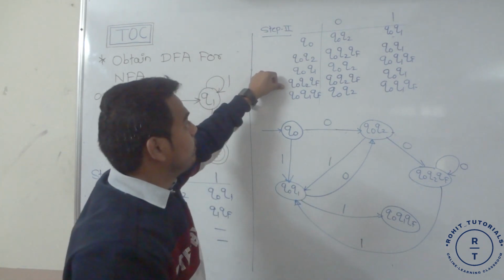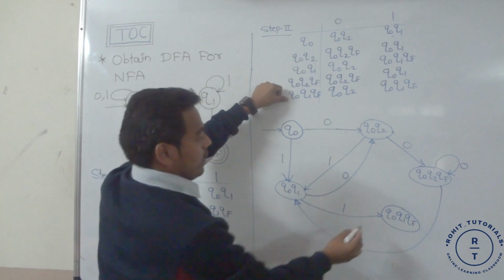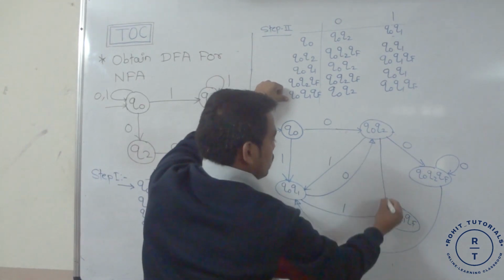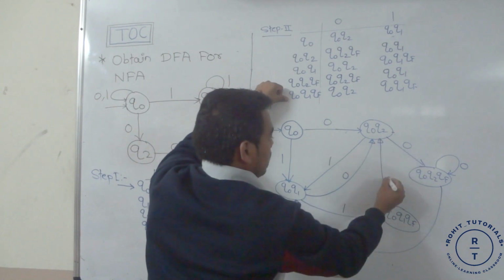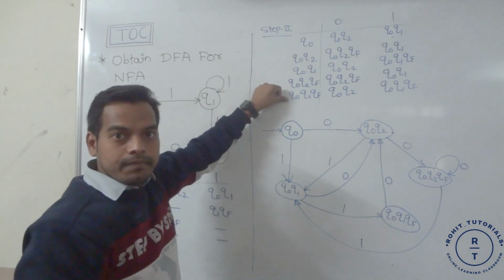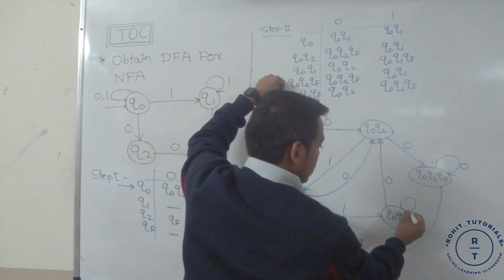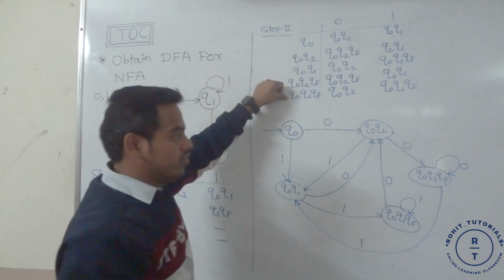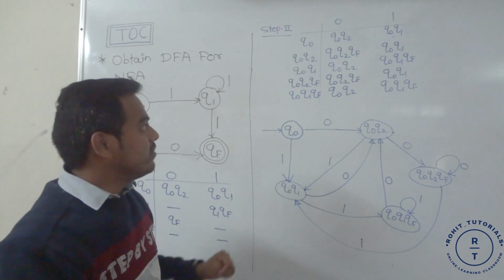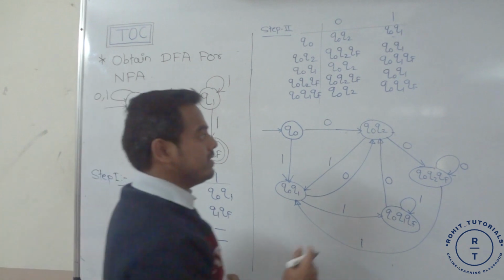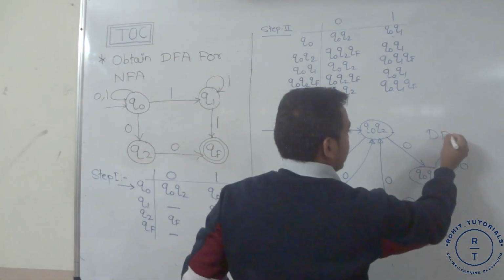Next is Q0, Q1, Qf. Whenever 0 occurs, it goes to Q0, Q2, and when 1 occurs, it goes to a self loop. So these are the transitions from the given state transition table. So we call it the deterministic finite automata.